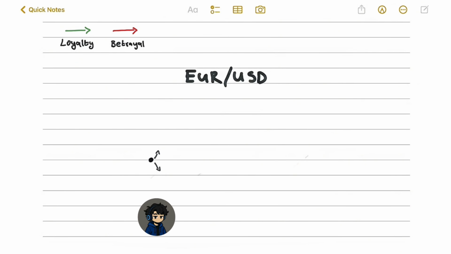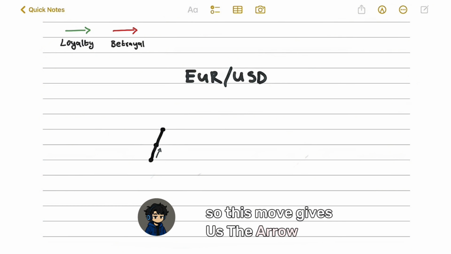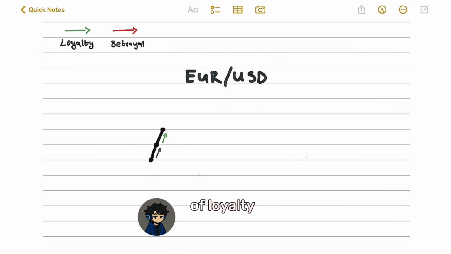At this point, it goes up. And we have another move up. Now this move was loyal to this move. This move was up, and this one also continued going up. So this move gives us the arrow of loyalty. And if we have another move up, we have another move of loyalty. This move was loyal to this move.